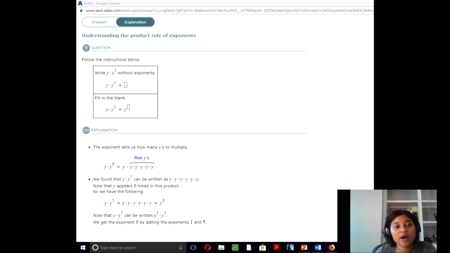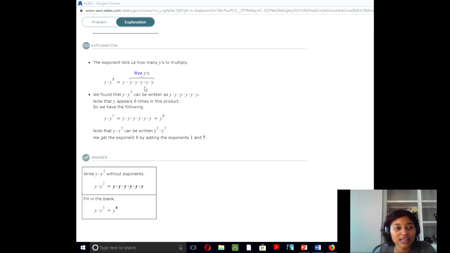Okay, this problem requires us to understand the product rule of exponents. So here we have y times y with the exponent of 5, and we have to fill in the blanks. So they want us to remove the exponent of 5 and then just write it out in its expanded form. So we would actually keep the y, and then we would say times y times y times y times y times y. So we would write that out 5 times. And you can see that they've done that there. And then they still carried down the y. And so once you add all of the y's together, you have 6y.